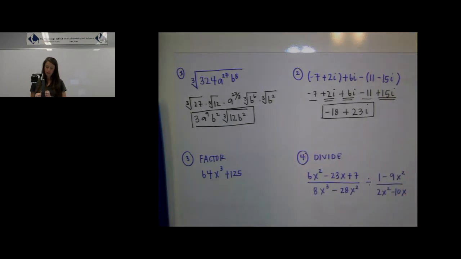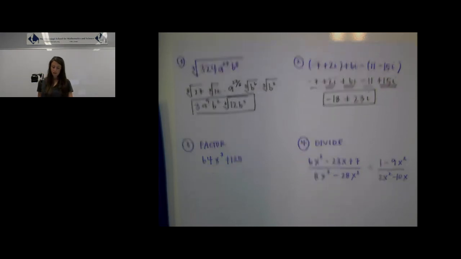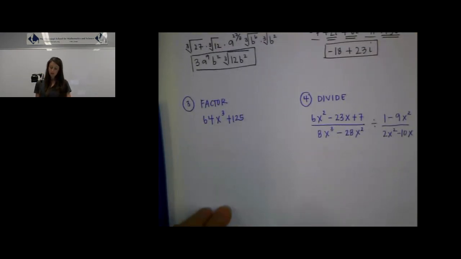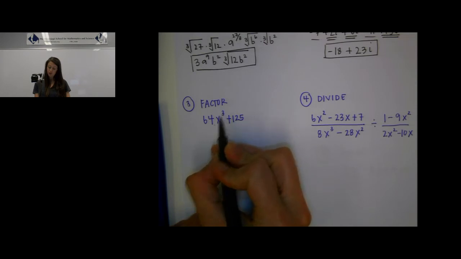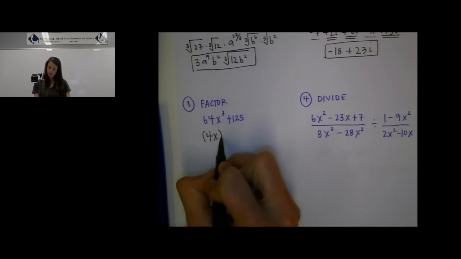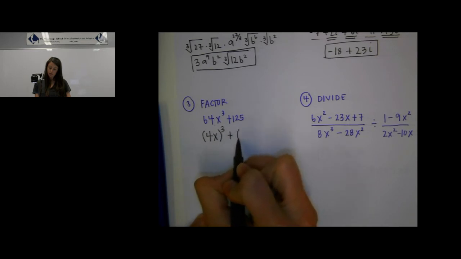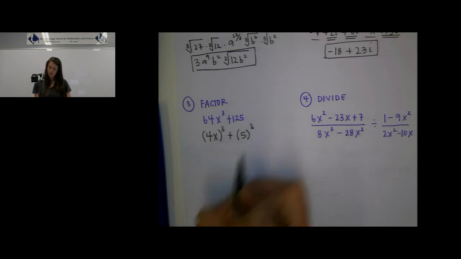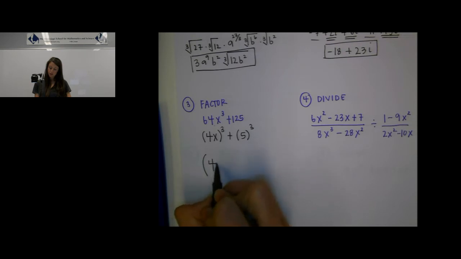Okay, factoring here, so 64x cubed plus 125. If I wanted to factor that, this is a sum of cubes, so 64 is a cube. 64 is 4x, all of that cubed, and 125 is 5 cubed. So remember, it's going to be one of those, so 4x plus 5.